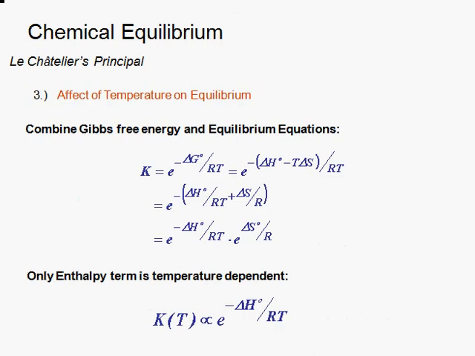Effect of temperature on equilibrium. Well, combining the free energy and equilibrium equations will give us K directly proportional to e raised to power minus delta H upon RT.